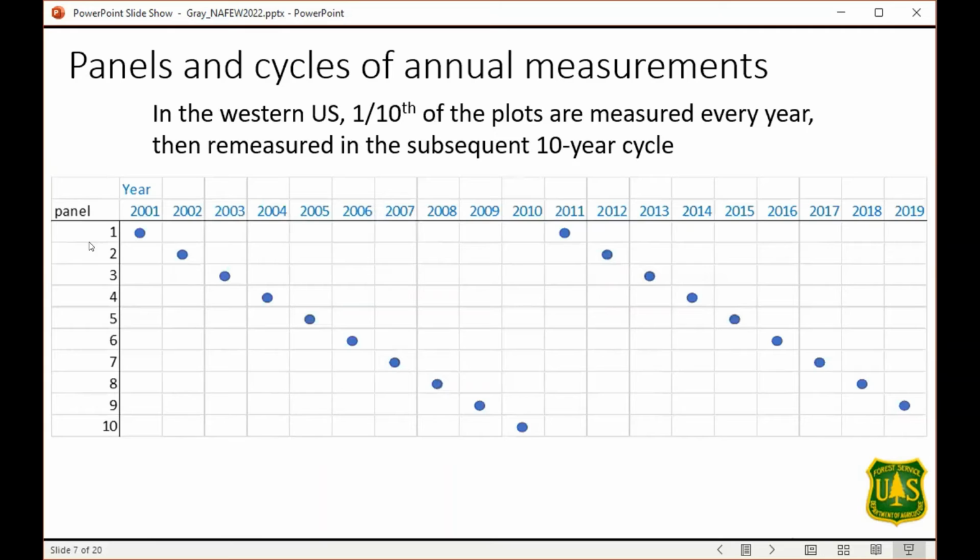So on the West Coast, the plots are measured on a 10-year cycle. What that means is, for each panel year, we split all our plots into 10 panels that are spread representatively across the state. Each year we measure 1/10 of those, 2002 till we get to 2010, and then we start over. We start with the first panel and remeasure that.